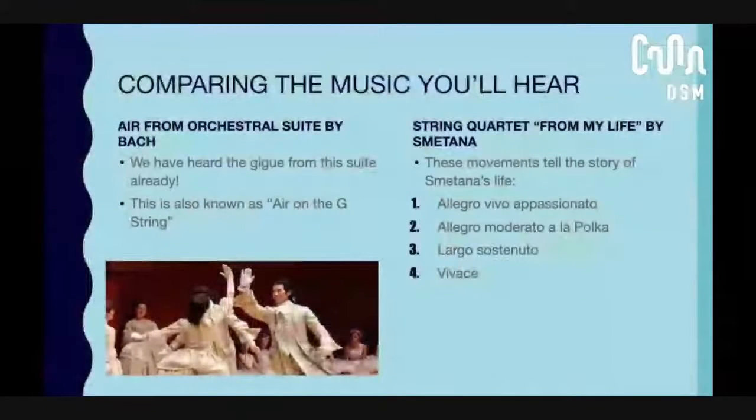So we talked about Bach, we talked about Smetana. Let's talk a little bit more about how we're going to compare those pieces. So I told you a lot about the From My Life quartet. Comparing that to the Bach piece is the air from his orchestral suite. And if you've been paying attention throughout the season, this is actually the same orchestral suite that we've heard other movements from. We heard the Gigue from it on week 1. This air is really famous. It's also known as air on the G string.